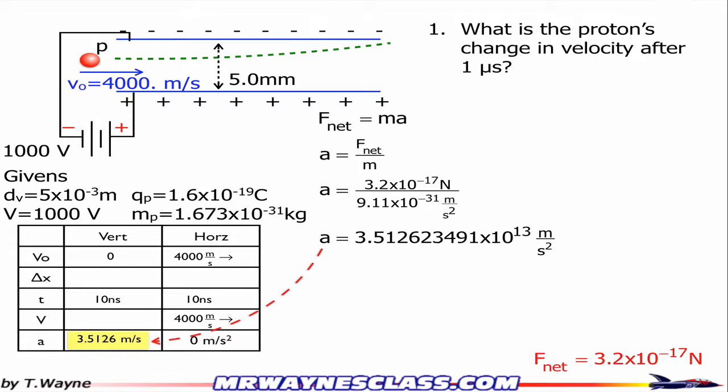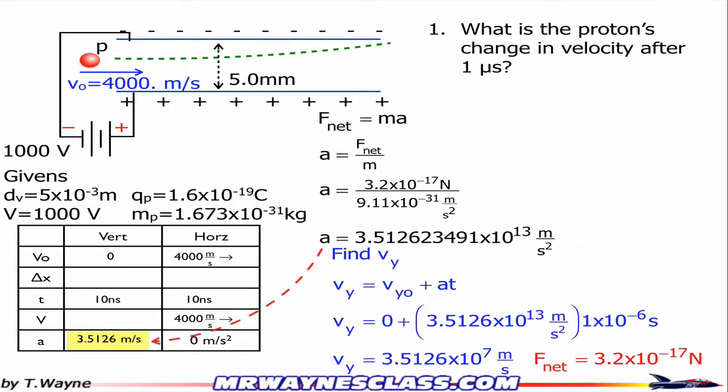Now I got to find the vertical velocity. So I know that vertically it's traveling at 0 to start with, times 10 nanoseconds, the acceleration, and I'm looking for V in the vertical column. So I'm going to use Vy equals Vy naught plus at, and when I plug in my numbers, using acceleration of 3.51 times 10 to the 13, I get a final Vy of 3.51 times 10 to the 7 meters per second. But I'm not done. That's just Vy.